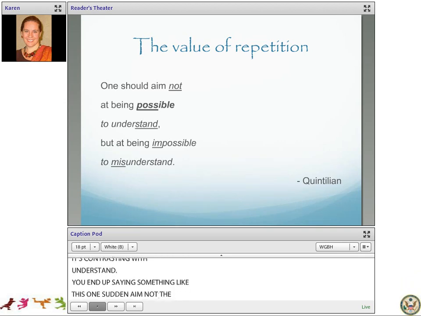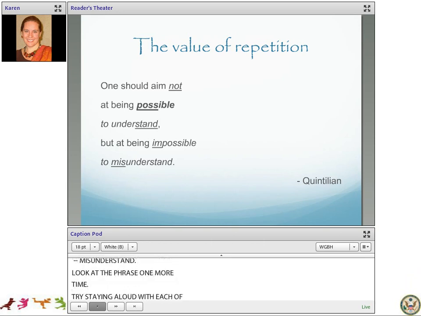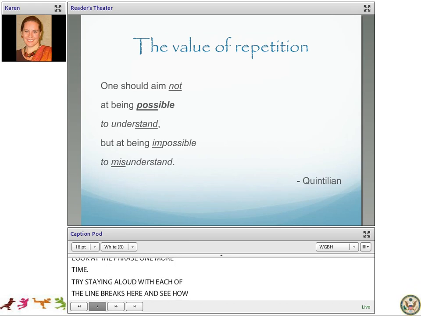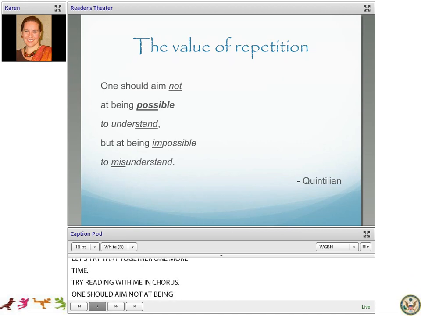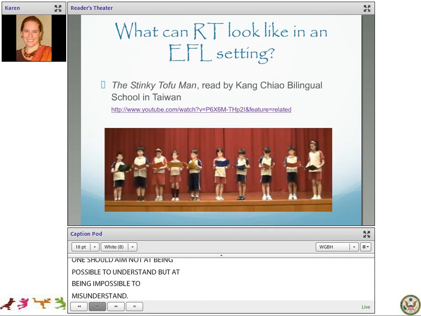Finally, and I want you to look at this phrase one more time, try saying it aloud with each of the line breaks here and see how your delivery has changed since the beginning. I'll give you just a moment. And let's try that together one more time. Try reading right with me in chorus. One should aim not at being possible to understand, but at being impossible to misunderstand. And there we have a fully delivered phrase there.